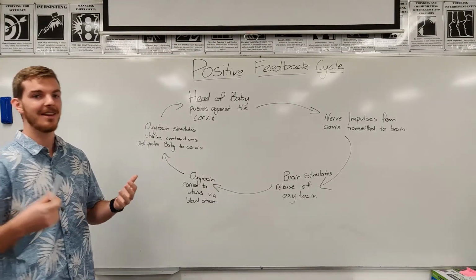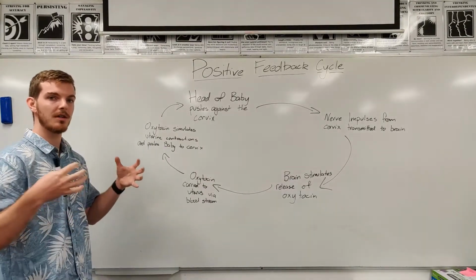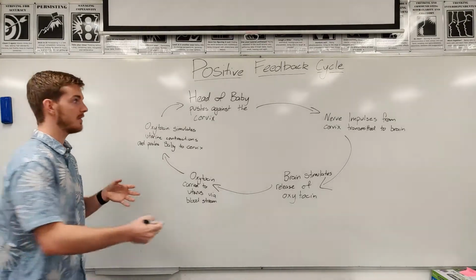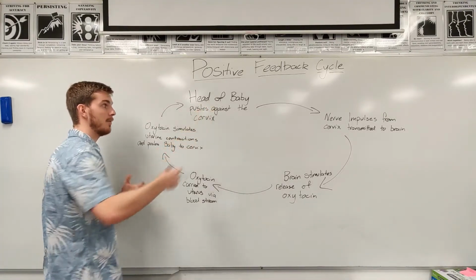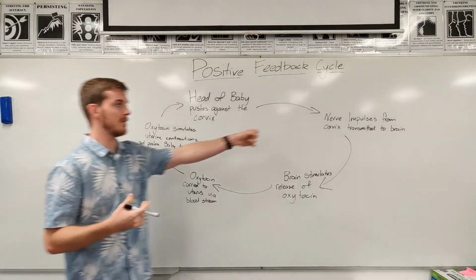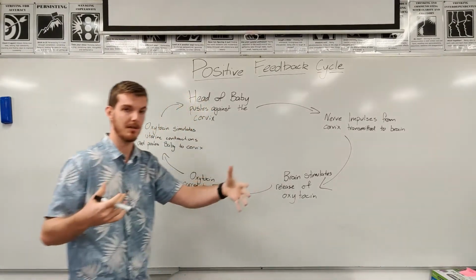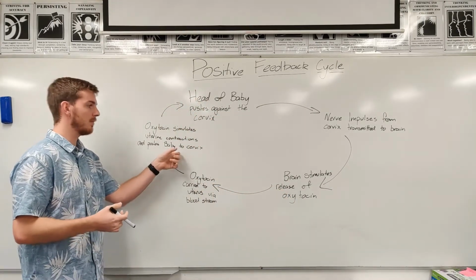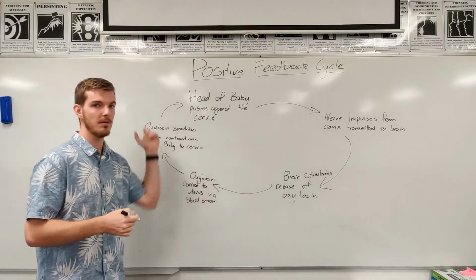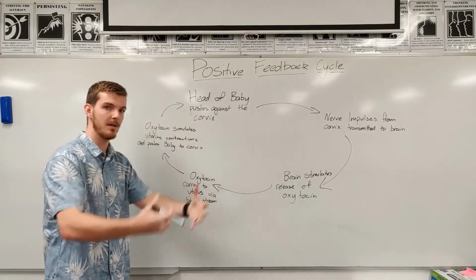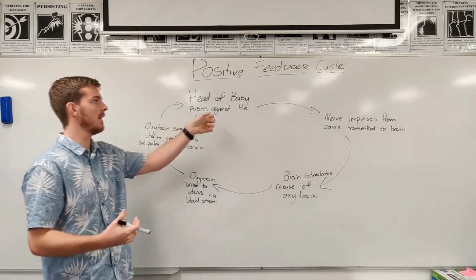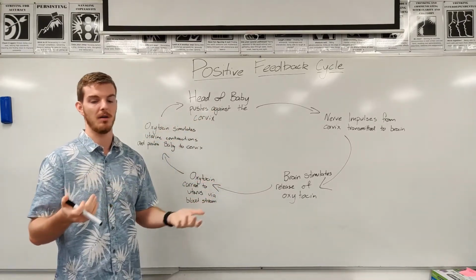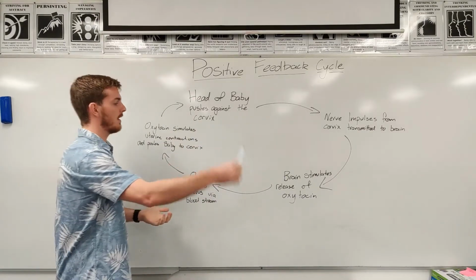This oxytocin then stimulates the uterus to start contracting and pushing the baby further down into the cervix. The baby then pushes harder against the cervix, which sends more nerve impulses back to the brain, which releases more oxytocin, which causes more contractions, and this cycle keeps compounding. Eventually the head of the baby pushes harder against the cervix until we have a childbirth.